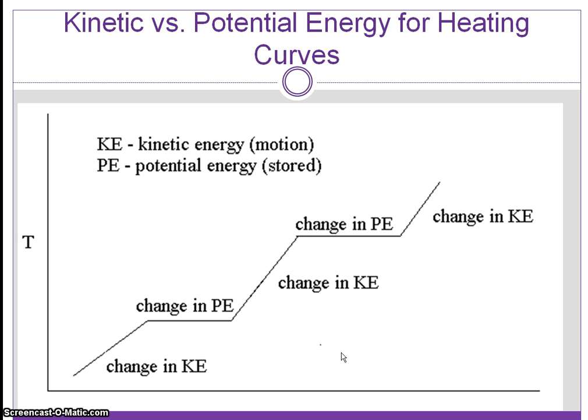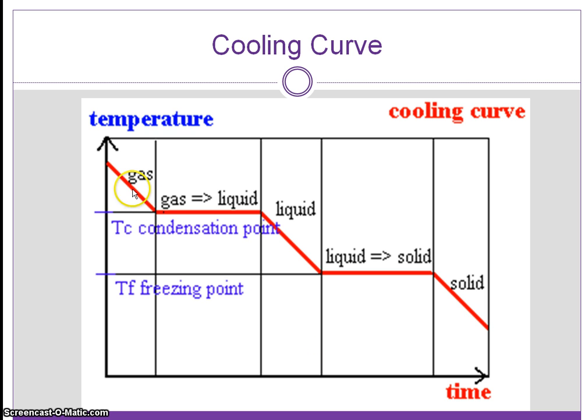So you could take this exact graph and turn it around if you're cooling something. So this one's called a heating curve. A cooling curve is the same, except you're starting at a hot temperature and going down to a cold one. So notice that we started as a gas, and you're going to cool the gas until you reach a certain point. This is the condensation point.